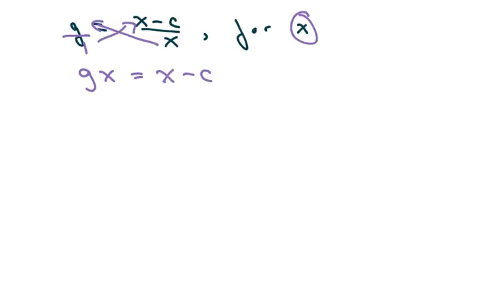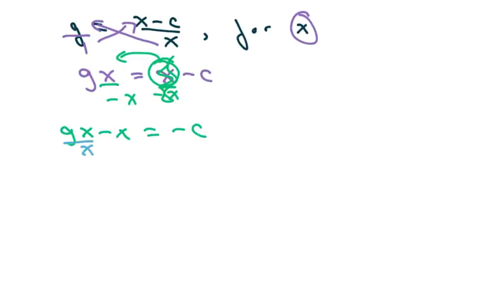Now since my x is on this side, I have an x here and an x here, I want to move them to the same side. So I'm going to move it over here by subtracting x from both sides. So you get gx minus x, this will cancel, equals negative c. Now we're going to do like last time. We're going to divide both of these by x, because they both have x in common, but we're not going to lose it, so we put it out to the side. So x divided by x is just 1. So you have g minus 1, because x divided by x is 1, equals negative c.